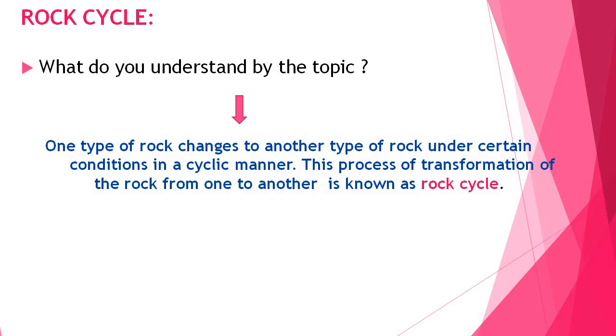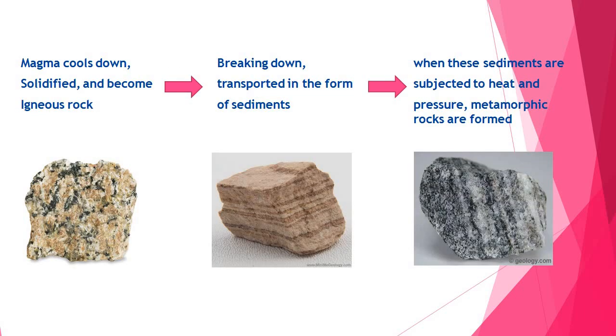Now let us understand this topic with the help of this process. Here you can see igneous rock. This one is sedimentary rock, and the last one is metamorphic rock. The magma cools down, solidifies, and becomes igneous rock. If you remember the formation of igneous rock, a volcanic eruption takes place and magma comes out on the surface of the earth. It cools down, solidifies, and becomes igneous rock.